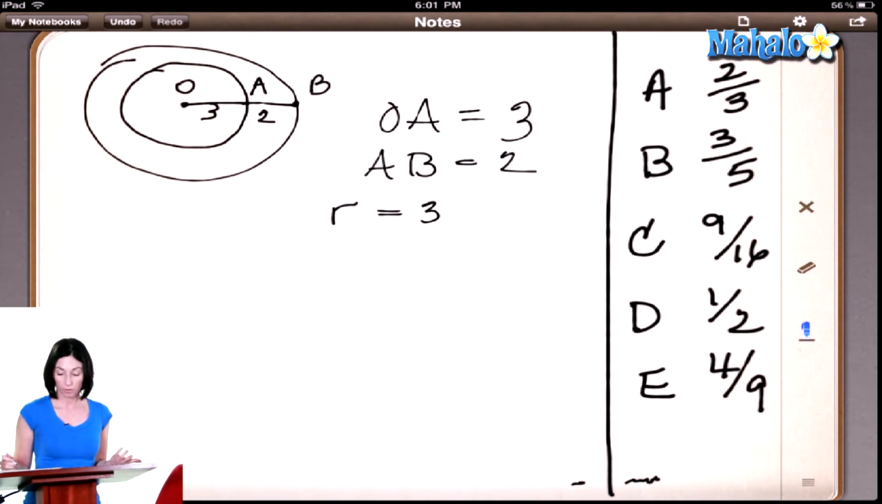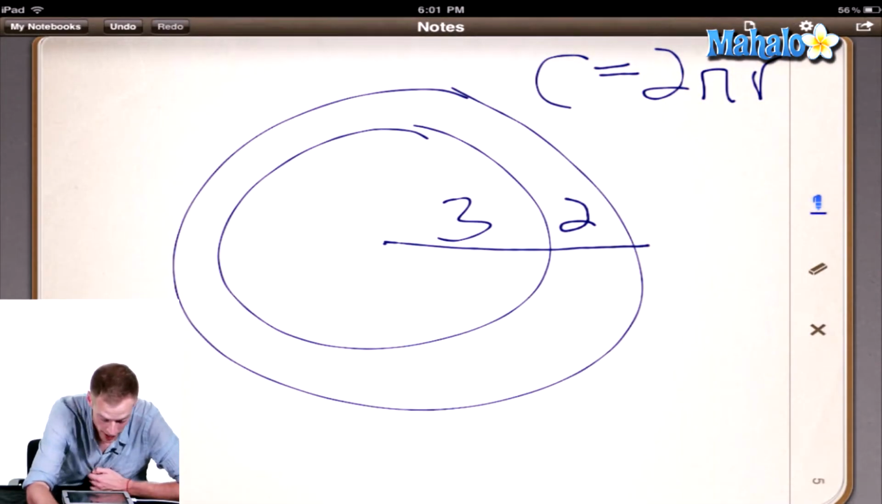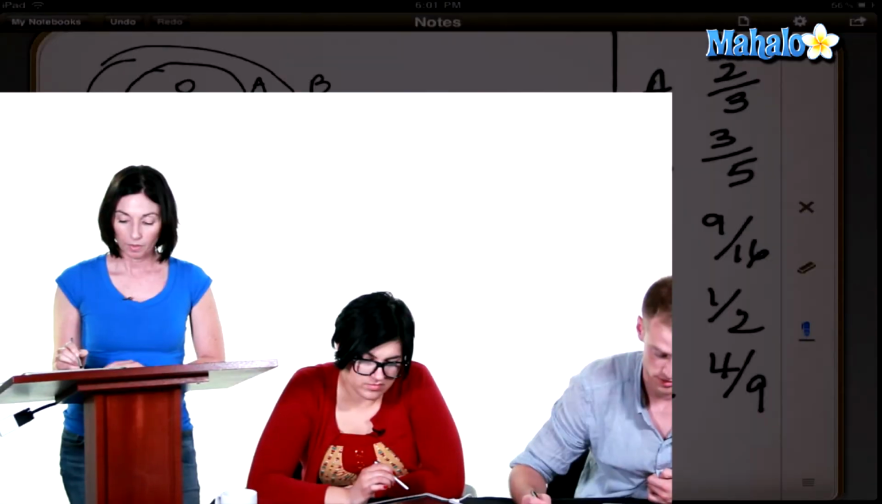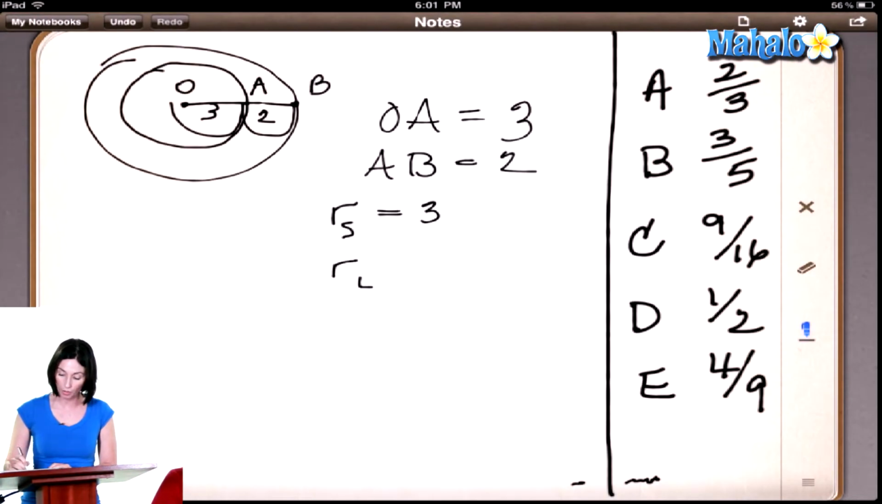Okay, why do you think it's 5? I think it says O is the center of the circle. Yeah, O is the center of the circle, of either circle. Of both of them, exactly. And the radius of the larger circle should be OB, which would be adding those two values. So we have to travel 3 units from the center and then 2 more units. So the radius of the larger circle will be 3 plus 2, which is 5. Exactly.